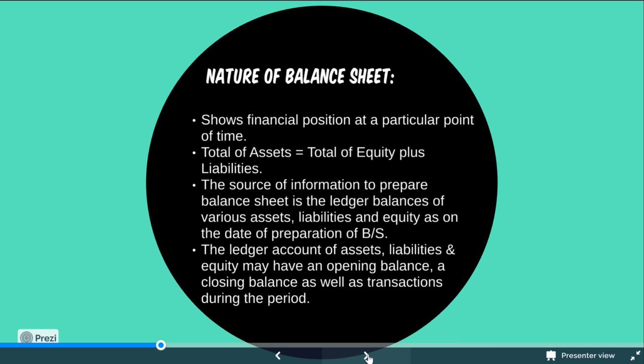Nature of balance sheet: 1. It shows the financial position at a particular point of time. We should remember that the total of the assets will always be equal to the total of the equity plus liabilities.